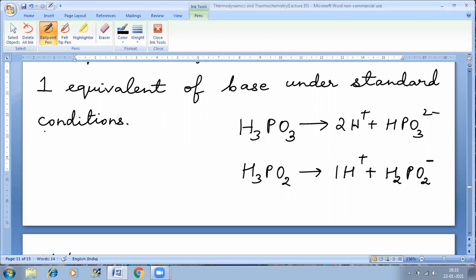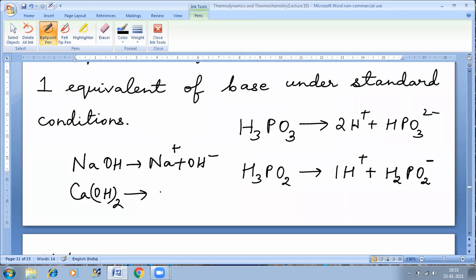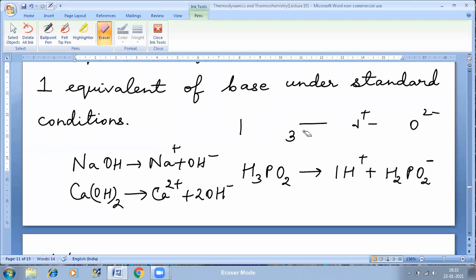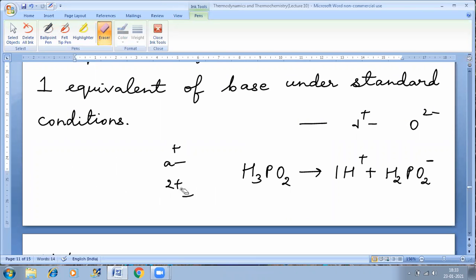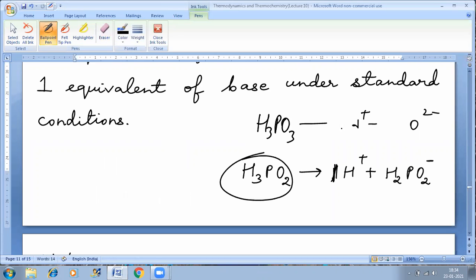नाउ अगर बेस के लिए बात की तो वैसे ही होगा, NaOH का n फैक्टर क्या हो जाएगा, 1 हो जाएगा, 1. करेक्ट. कैल्शियम हाइड्रोक्साइड का n फैक्टर क्या हो जाएगा, 2. राइट, 2. बस हो गया, समझ में आ गया, वेरी गुड. ये याद रखो, H3PO2 का 1 होता है और H3PO3 का 2 होता है, ये आपको याद रखना पड़ेगा, ये तो एक्सेप्शन की तरह.